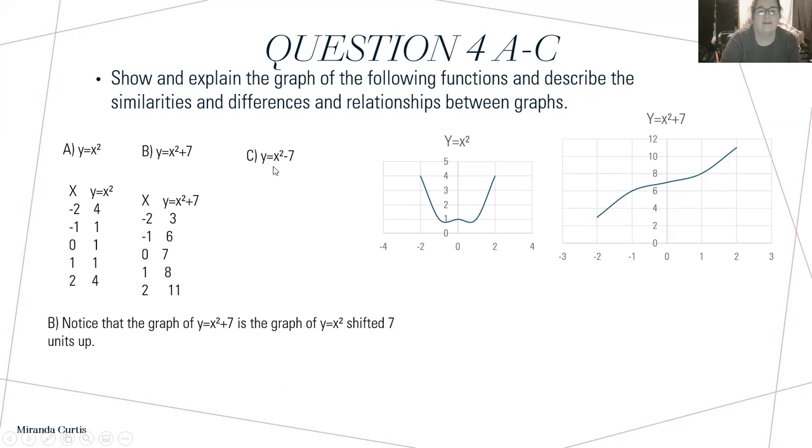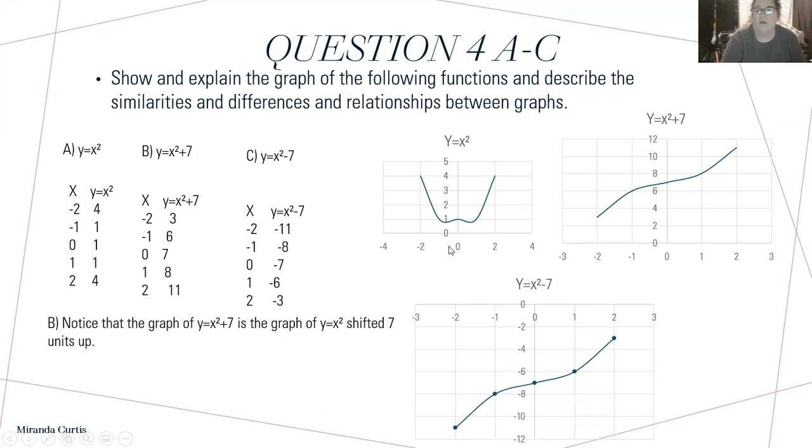Okay, here's C. y equals x squared minus 7. Again, we're going to do it in the form x right here: -2, -1, 0, 1, and 2. We fill it in like we did the last two. Okay, -2 squared minus 7 is -3. -1 squared minus 7 is -6. 0 squared minus 7 is -7. 1 squared minus 7 is -6. 2 squared minus 7 is -3. So we're going to graph those points too.